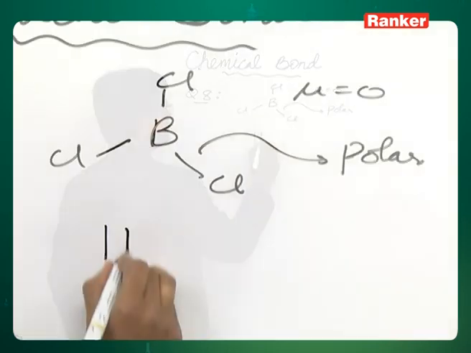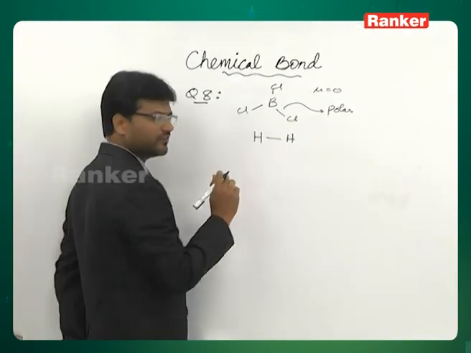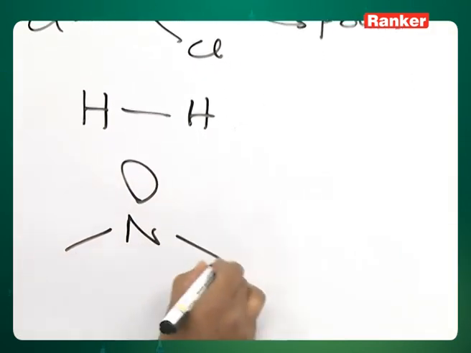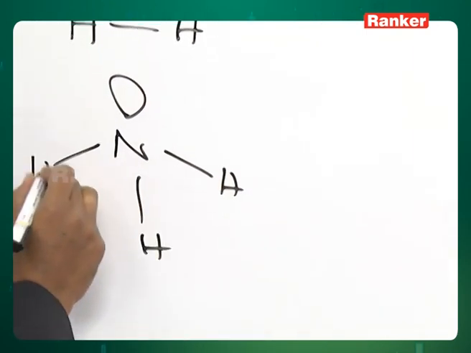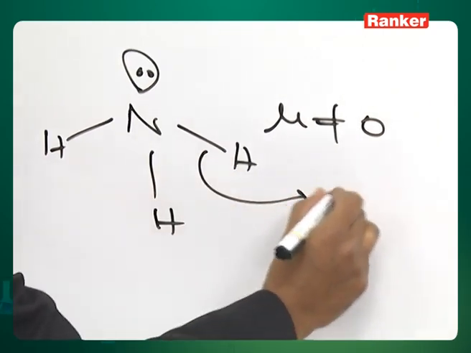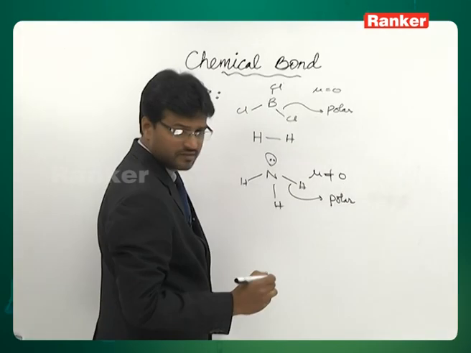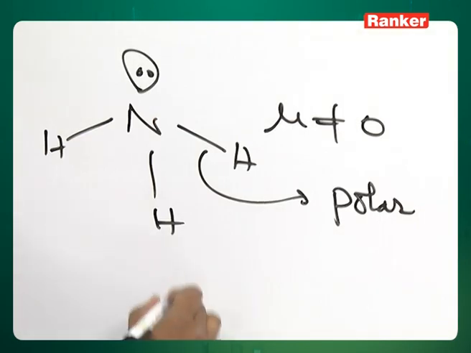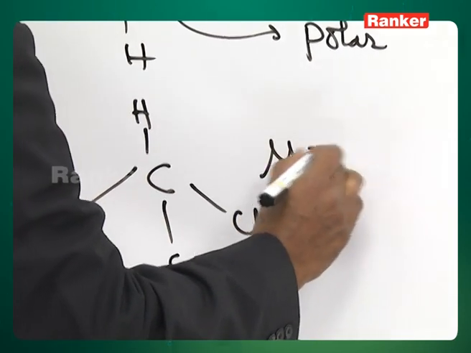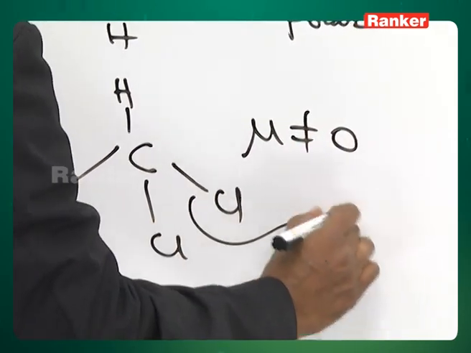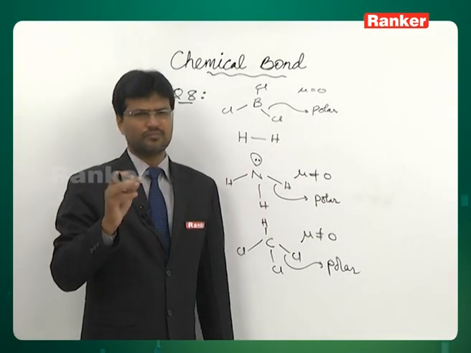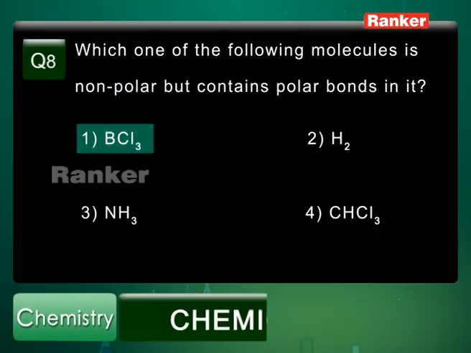Look at the case of hydrogen, it has an HH bond, which is a bond between identical atoms, therefore non-polar. Ammonia has polar bonds and the molecule is also polar. The bond is also polar. And then chloroform, same is the case with chloroform. The chloroform molecule is polar, mu is not equal to 0, and the bonds are also polar. So the correct answer is BCl3. The overall molecule is non-polar, but the bonds present in the molecule are polar. First option.